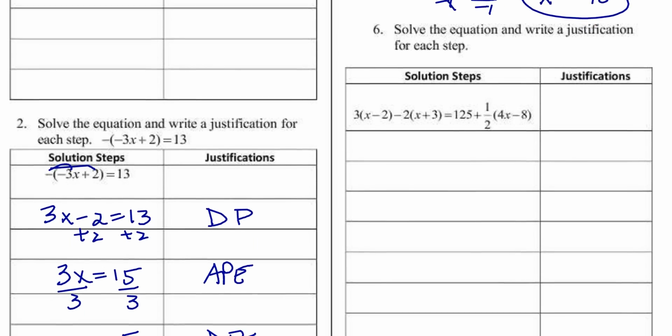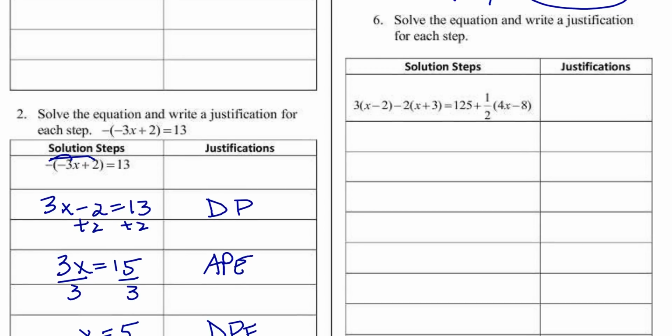Last question for this standard. I've got a lot of distributing to do. In fact, I have to do it 3 separate times. So I'm left with 3x minus 6 minus 2x minus 6 equals 125 plus 2x minus 4. That was the distributive property.